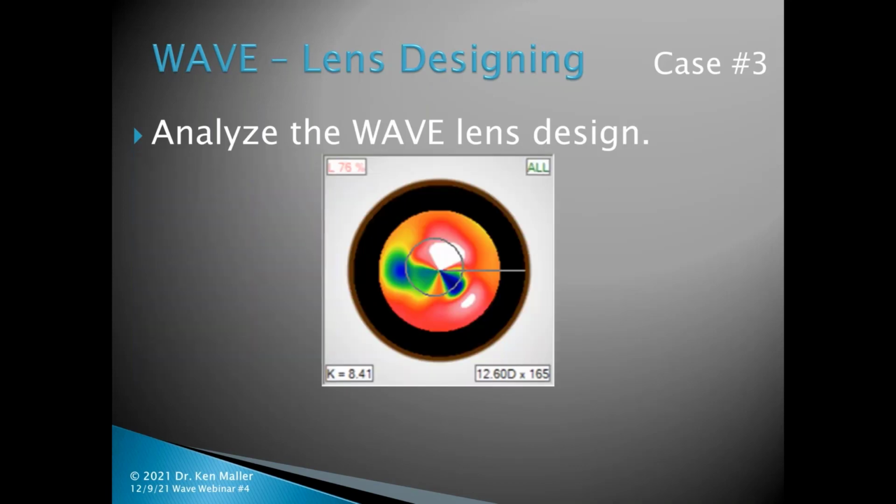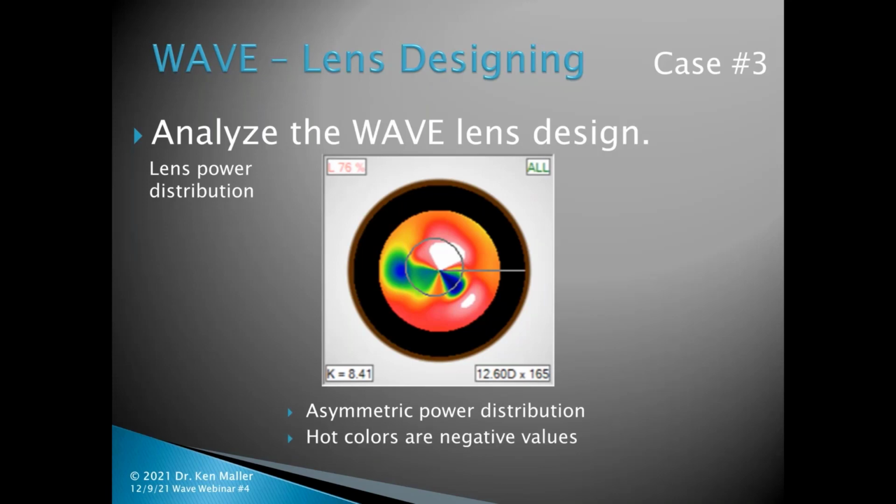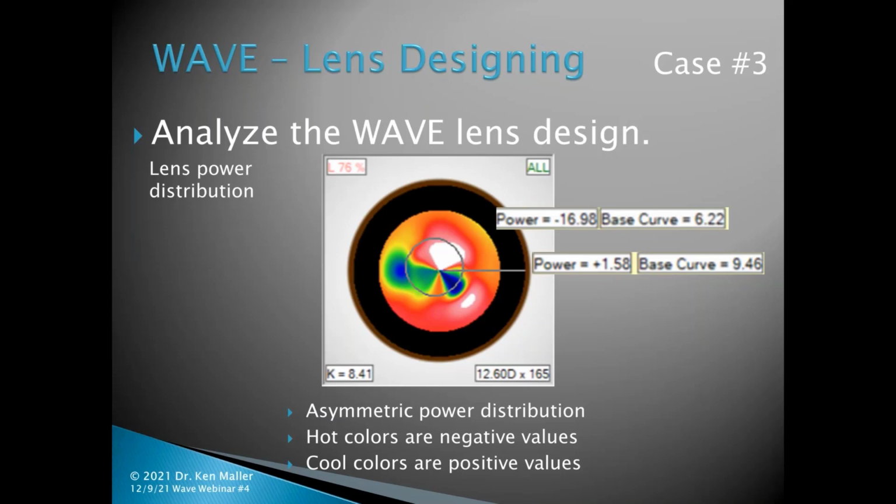Now, this is a new screen that you hadn't seen before, and this is actually the lens power distribution screen. The noteworthy thing here is that it looks like a three-leaf clover. Not a whole lot of symmetry. It's a very asymmetric power distribution. On this screen, the hot colors represent negative values and the cool colors represent positive values. So I put the cursor down so we could see what the powers were along each of those semi-meridians. Along the 0 semi-meridian, the power is 158. When we pop up to the 45 degree, we're at minus 17 diopters.